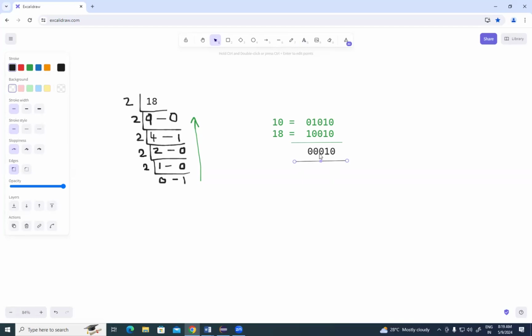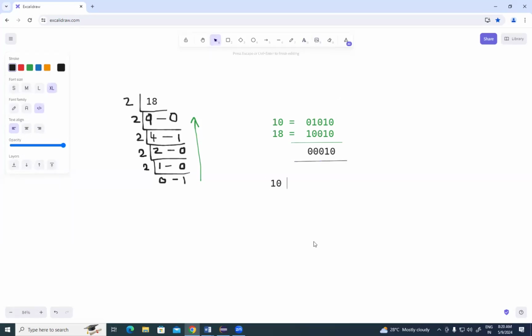2 power 3 into 0 is 0, 2 power 2 into 0 is 0. Am I right or not? Then tell me, 2 power 1 into 1 is 2, and 2 power 0 into 0 is 0. What's the final answer? 2. Folks, is everybody getting this answer?